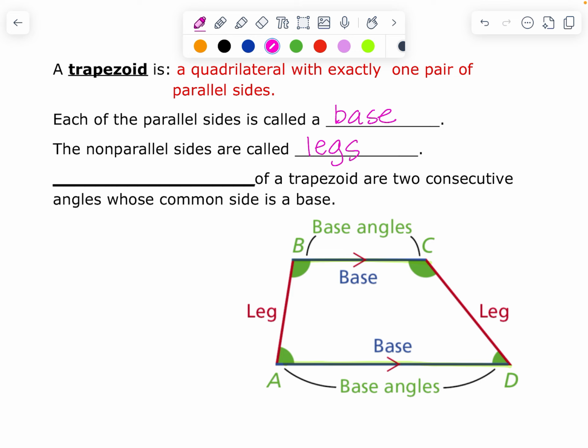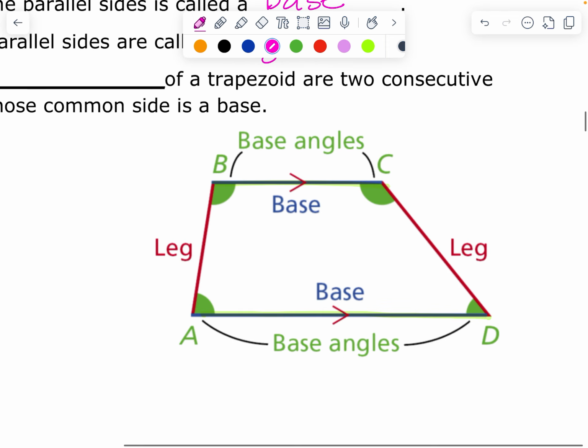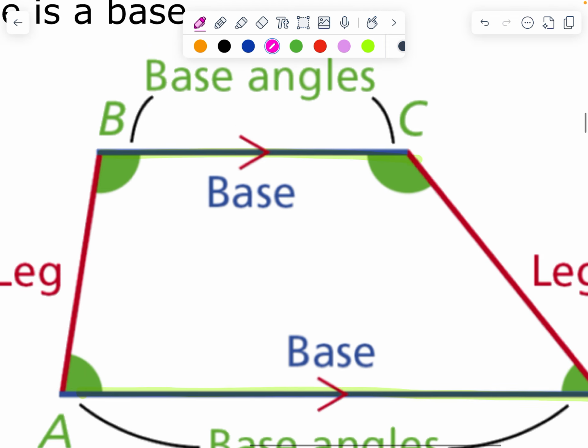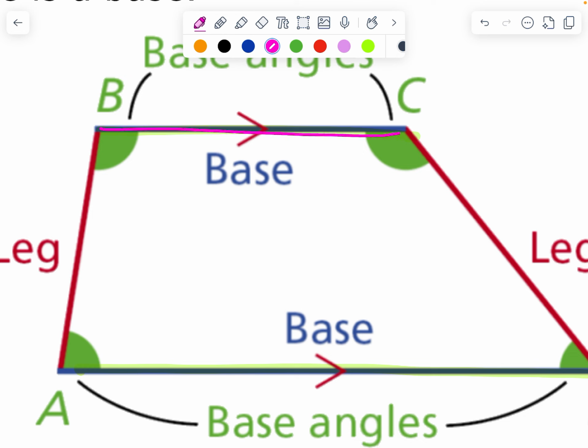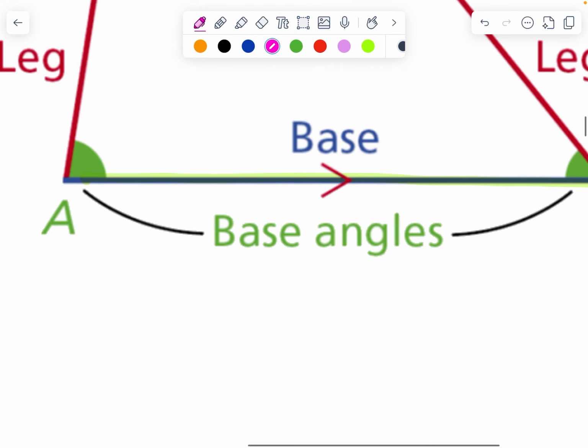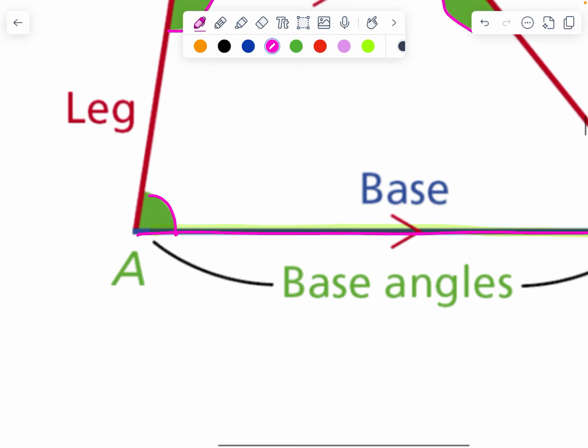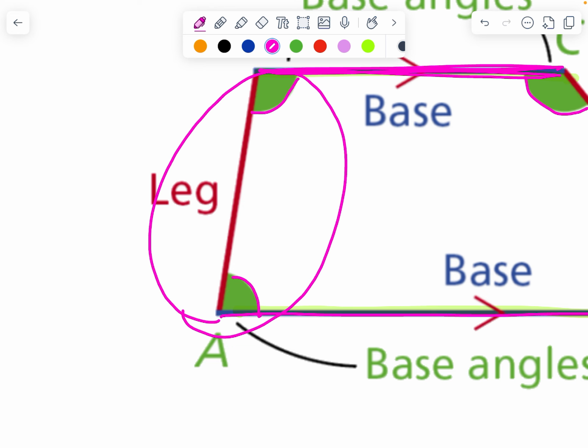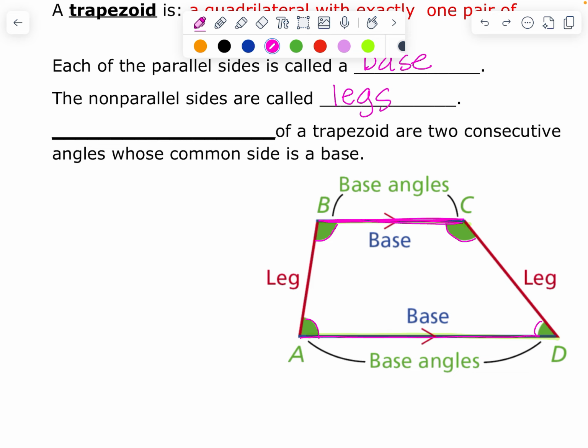Then we have 2 consecutive angles whose common side is a base. So if you look at this trapezoid right here, this is one of our bases. 2 angles that touch that base, those are called base angles. And if you come here, these 2 together are base angles. Now, if you're like, you just named out 4 angles, these 2 together are not base angles. Okay, so there's pairs of base angles, but they both have to touch the same base.